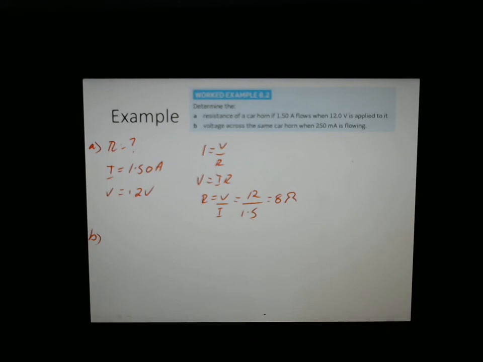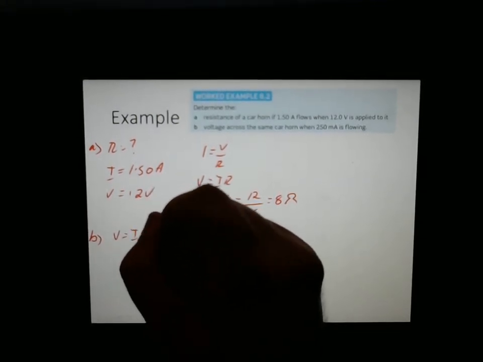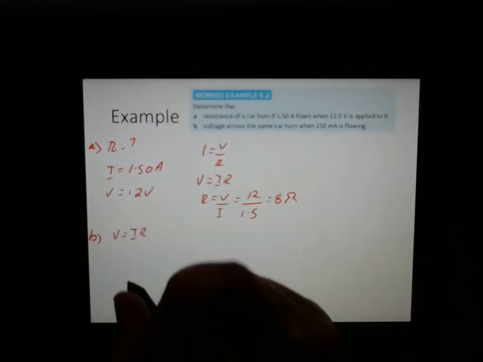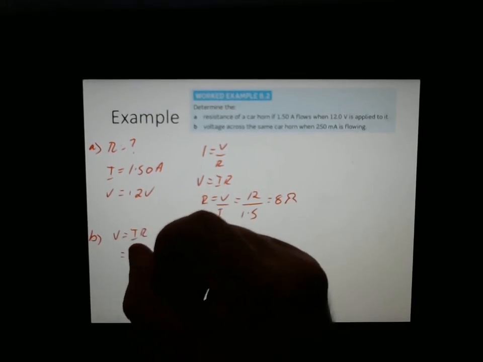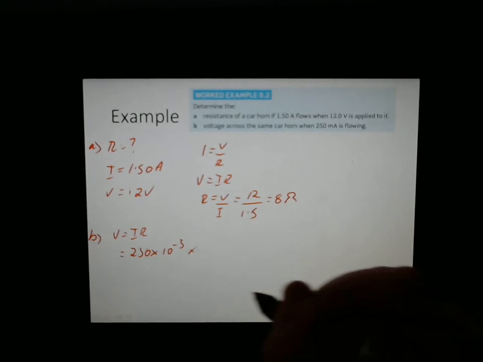Determine the voltage across the same car horn when 250 milliamps is flowing. In this case we're assuming the resistance is the same, because we're going to use the resistance from the previous part to work out the voltage now. So let's write our formula. V equals IR. We know that I is 250 milliamps, so 250 times 10 to the negative 3, times 8.